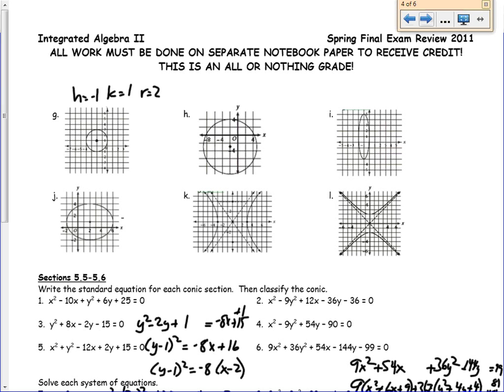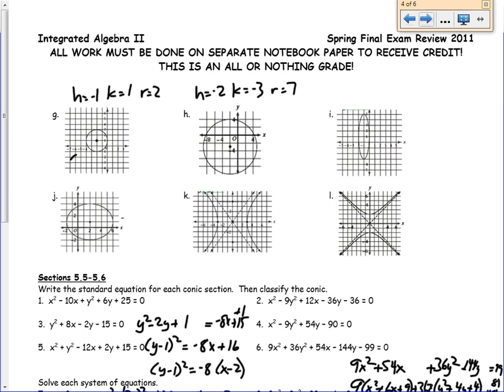It looks like H is negative 2, K is negative 3. And because of this, each one of these tick marks counts as 2. If I'm going to count my radius, it's 2, 4, 6, and then halfway makes it 7. The directions say to pick out the center, the H and the K, and then write the equation.